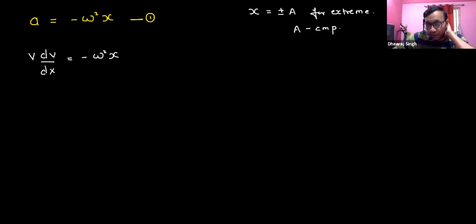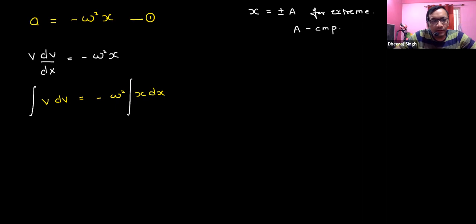When you integrate, you cannot integrate indefinitely, otherwise a constant of integration will also come in. So there should be limits, an upper limit and a lower limit. So v dv is equal to minus omega square x dx. When you integrate this, you put the limits. What is the value of v when x is equal to a? v is zero. It was at rest. Let's say at x equal to x, velocity is v.